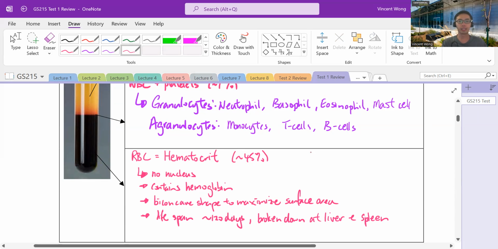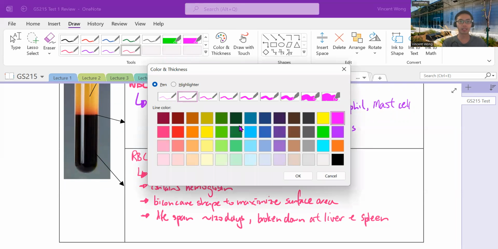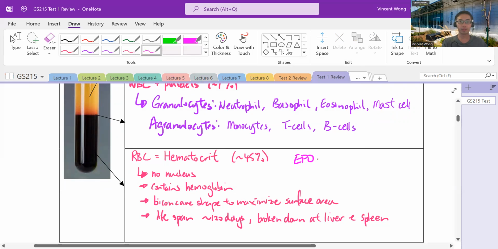Very good. And there is a hormone that could stimulate them, right? It's probably worth mentioning it here. EPO, right? You guys remember EPO? Erythropoietin, right? EPO from the kidneys can increase RBC production from the bone marrow. Okay.